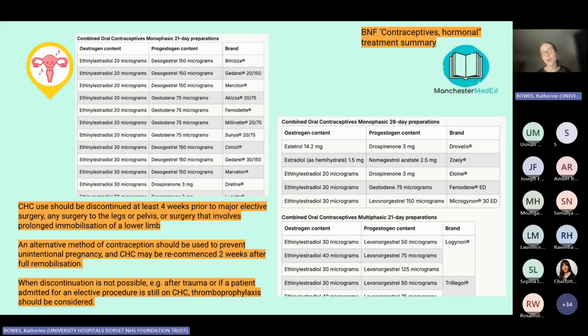So that might come up in a prescription review question. If it's a patient about to go in for surgery, that might be appropriate, or even a counselling question for the patient if they're on the contraceptive pill and they've got a planned surgery coming up. So that's how I think that information might be tested. And if you can't discontinue it, then consider thromboprophylaxis for these patients.